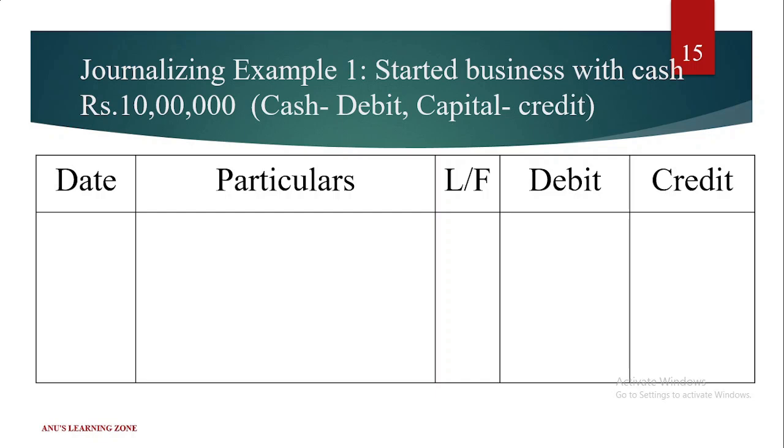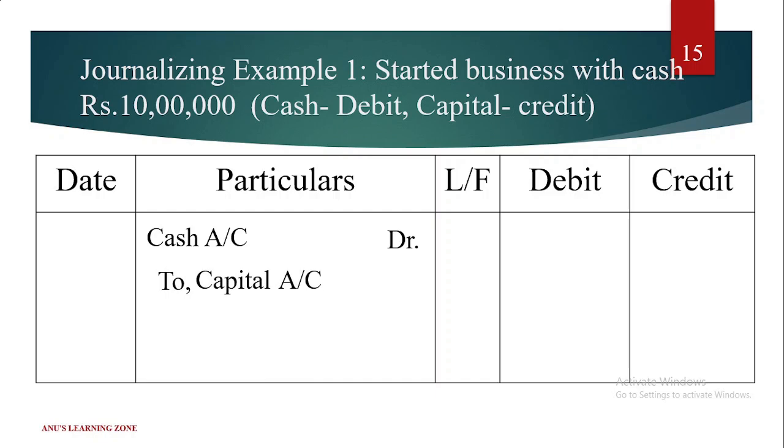Okay, so we know that we need to debit the cash account. So first and foremost, in the particulars column we have to write "Cash account Dr." And in the next line, we have to write the name of the account that we are crediting. According to this example, the account that we need to credit is the capital account. So we start with "To capital account."